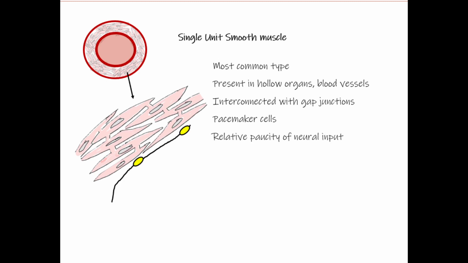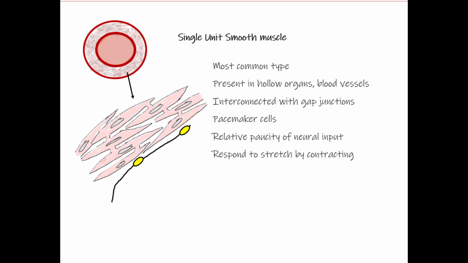Because these cells are so highly interconnected with gap junctions, they do not need a lot of neural input. This relative paucity of neural input means that, yes, they can have neural input, but you'll notice that nerves only go to a limited number of cells. But realize that if the nerve causes depolarization of one of these cells, that signal can then be quickly sent to neighboring cells because of the gap junctions.